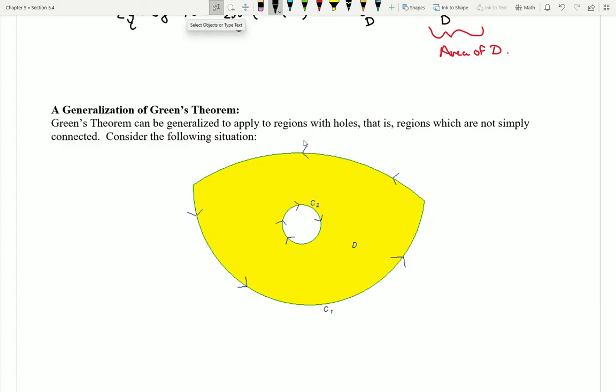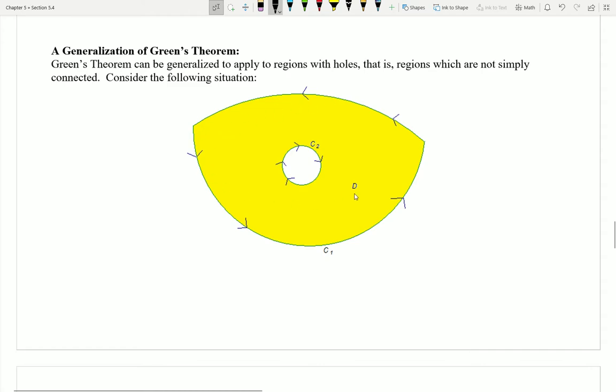In this video, we're going to talk about a generalization of Green's theorem. Green's theorem can actually be applied to regions that contain holes, that is, regions which are not simply connected. So I'm going to try to go through a partial proof here of how exactly this would work. Let's take an example maybe like the following.